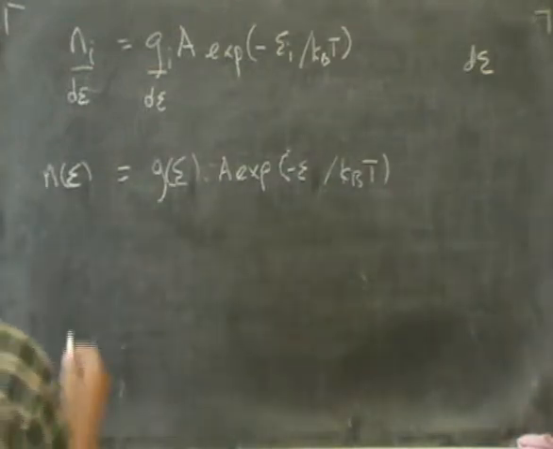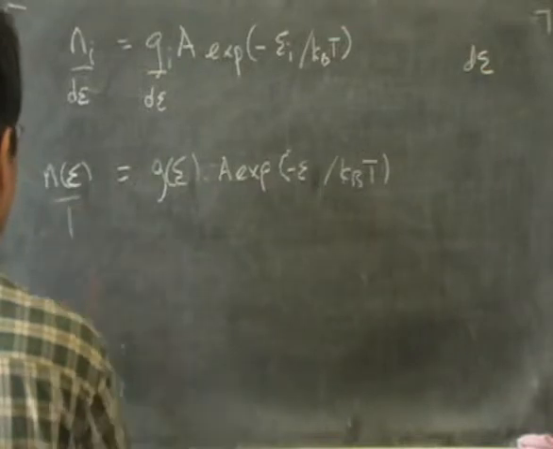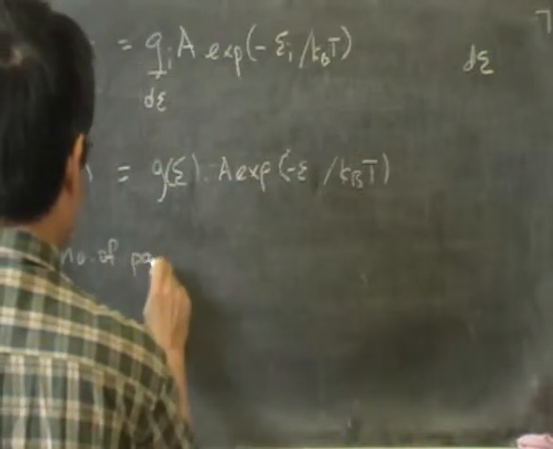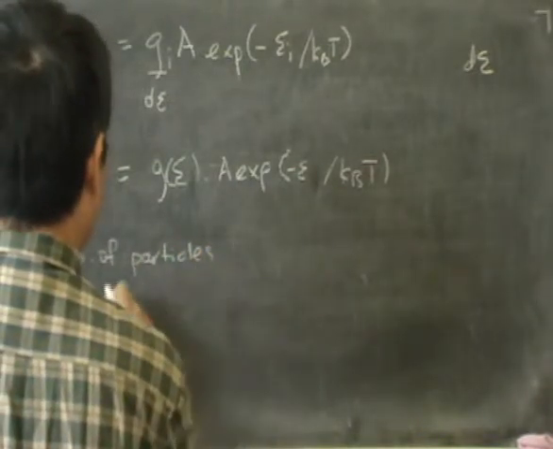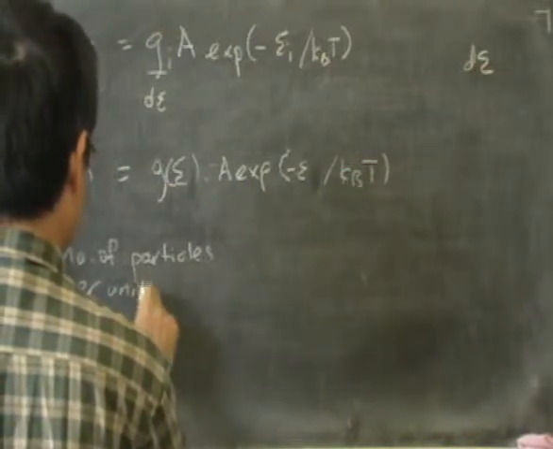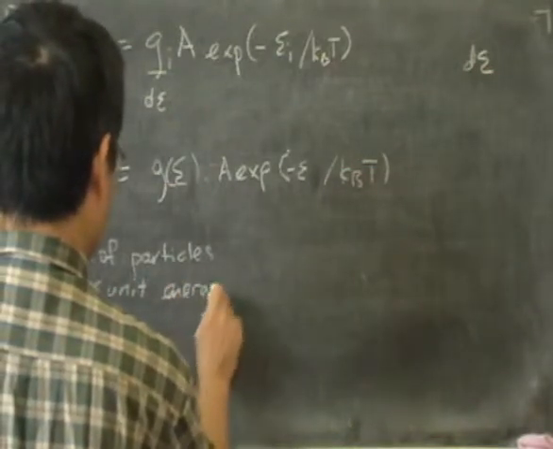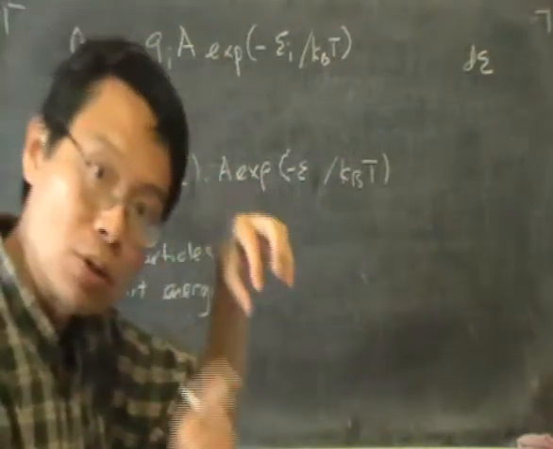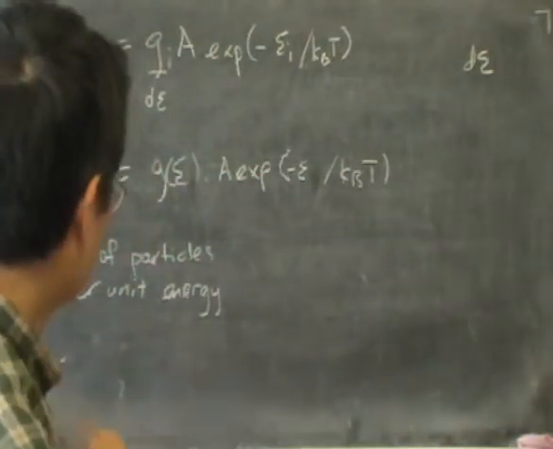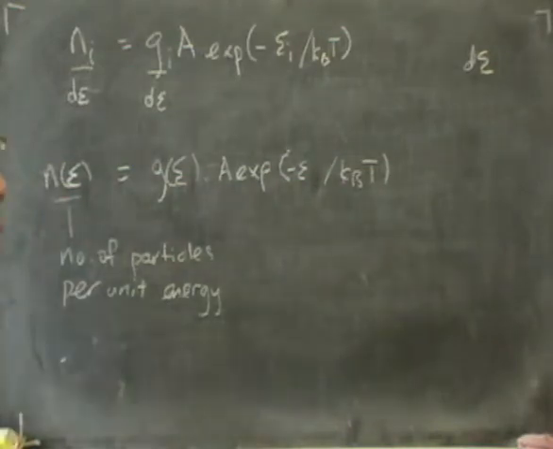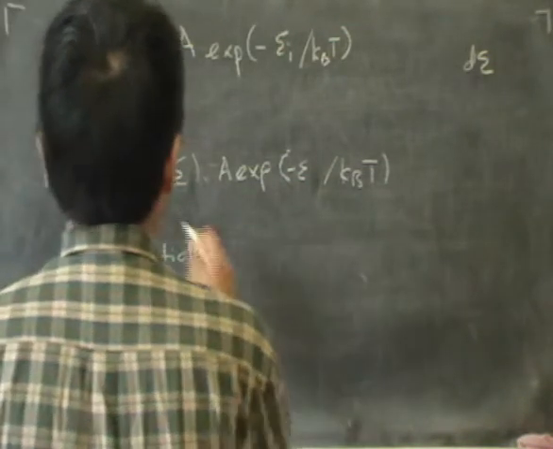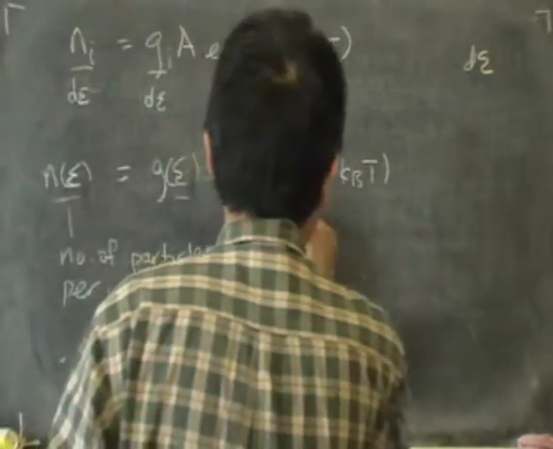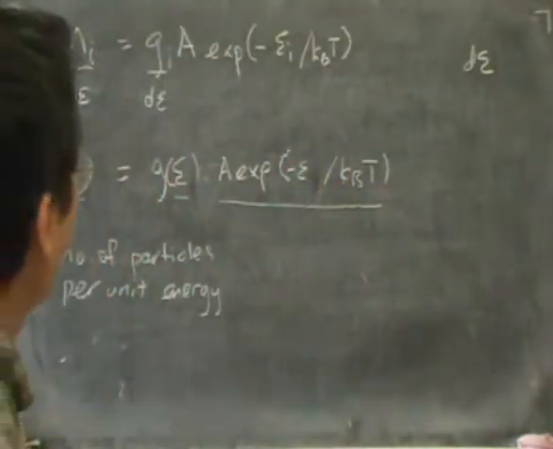Now just to clarify on the meaning of this, I will describe this as the number of particles per unit energy. So it is the number of particles divided by the corresponding interval. That's why you have this per unit energy idea coming in here. And we already know how to describe density of states. Now we should look at this Boltzmann distribution part again and think about it.